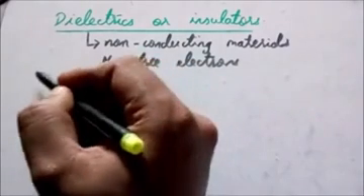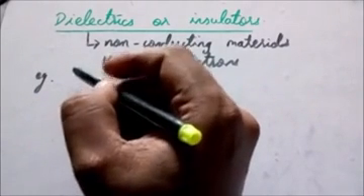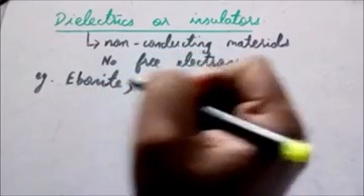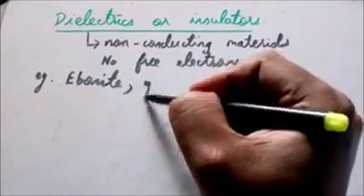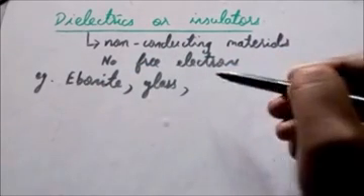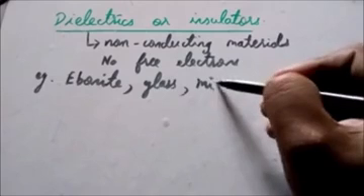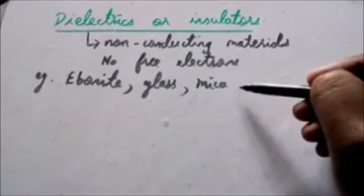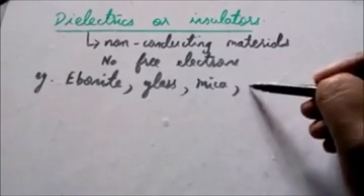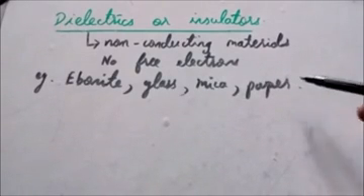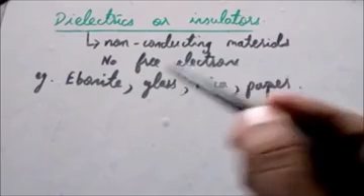Let's see some examples of this dielectric medium. First one, we say ebonite. Ebonite is a kind of wood. Then glass. Glass is a dielectric, that means current cannot pass through it. Then mica. Mica is used in iron boxes. Then paper. Paper is also a dielectric. Current cannot pass through paper also. So these are examples of dielectrics.